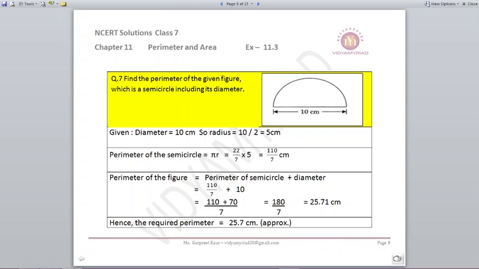This is the perimeter of a semicircle. But they are saying we need to include its diameter. That means perimeter of this semicircle plus the diameter. Diameter is your 10. So just add it to your perimeter of semicircle. You will get your answer as 25.71 centimeters approximately.